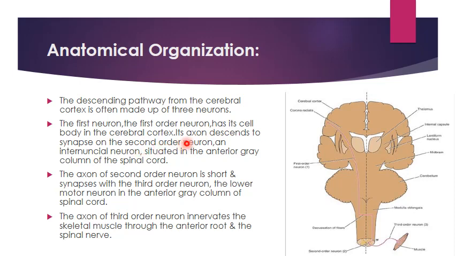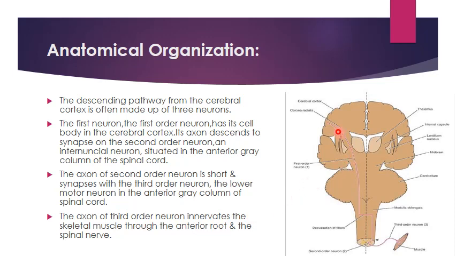Its axon descends to synapse on the second order neuron, an internuncial or interneuron situated in the anterior gray column of the spinal cord. The axons of the second order neuron is short and synapse with the third order neuron, the lower motor neuron, in the anterior gray column of the spinal cord. Then the axons of the third order neuron innervates the skeletal muscle through the anterior root and spinal nerve. In some instances, the first order neuron directly terminates on the third order neuron.